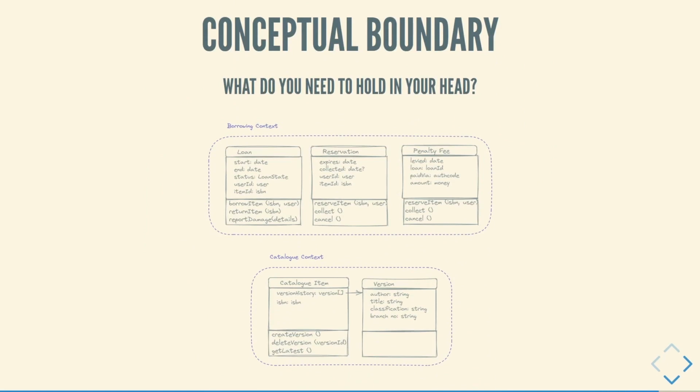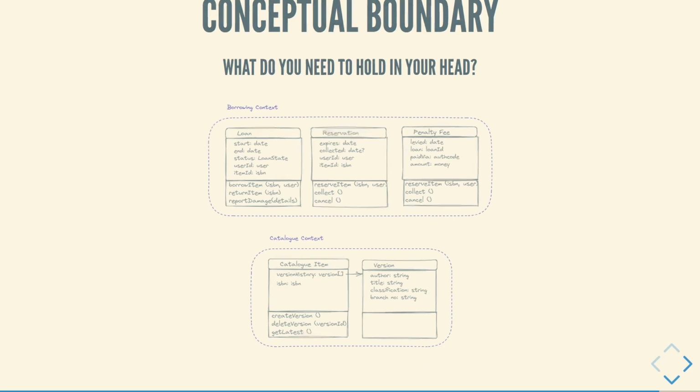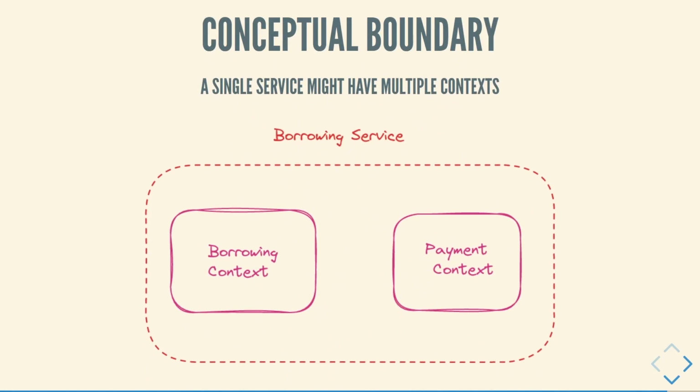We talked about conceptual or linguistic boundaries, these bounded contexts. And here we want to divide the system up by knowledge. What's the smallest number of things you need to know about in order to solve a particular problem? So microservices very often align to a single bounded context. Sometimes a service might have multiple contexts.